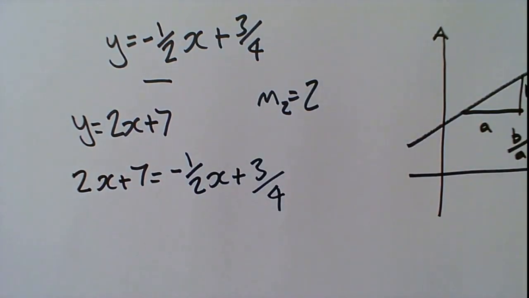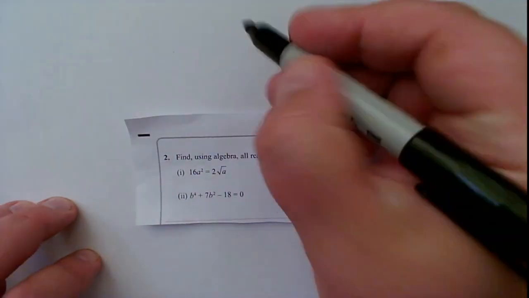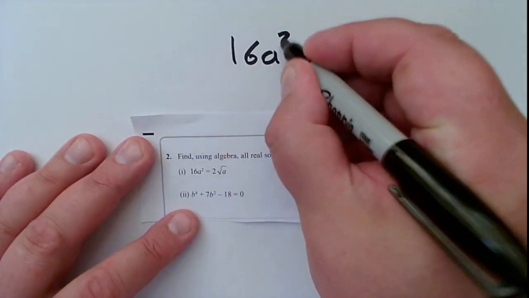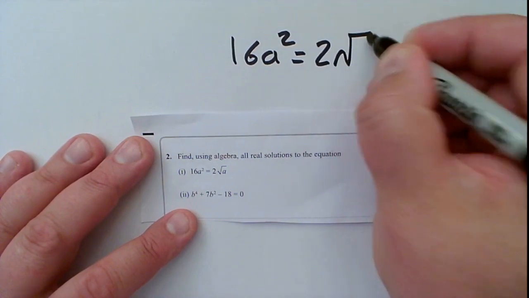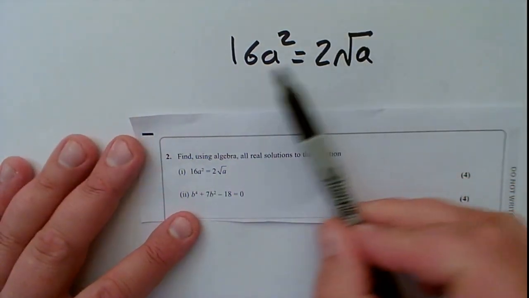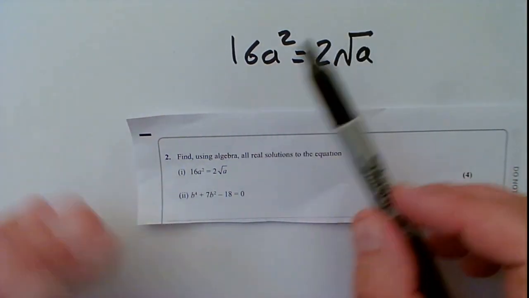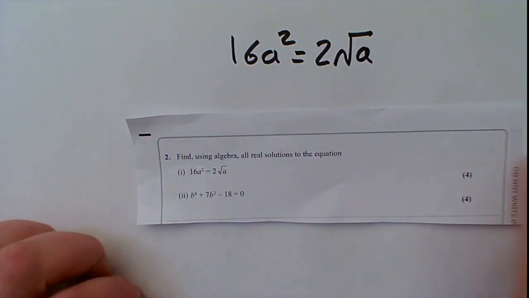Question 2 was about indices. So let's have a look at that, and that is worth a quick mention. So we'll see what you had to do there. The question said solve 16a squared equals 2 root a. And the idea with this is that you could just get a on its own, and there's one or two bits and pieces that you could do.